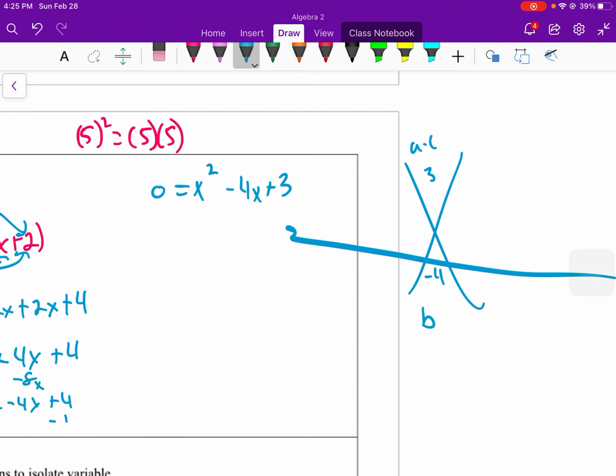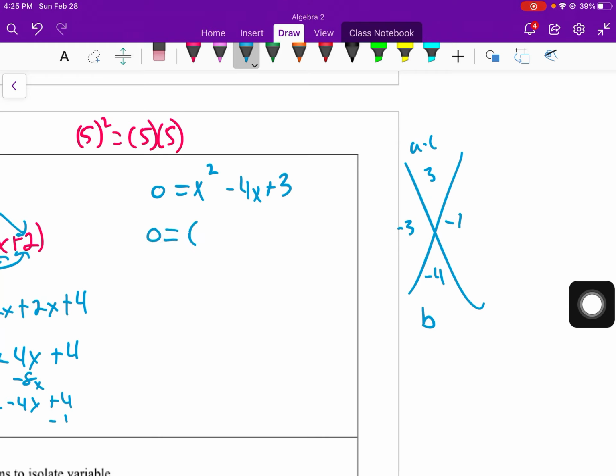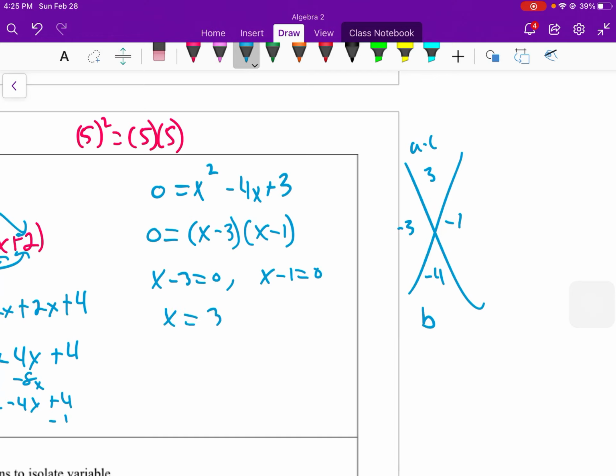So the signs will be the same because it's a positive, and we know they must be negative because they add up to a negative. So negative 3 and negative 1, does that multiply to 3? Yes. Does it add up to negative 4? Yes. So 0 equals x minus 3 and x minus 1. We can set both of those equal to 0 and solve. So x equals 3 and x equals 1.